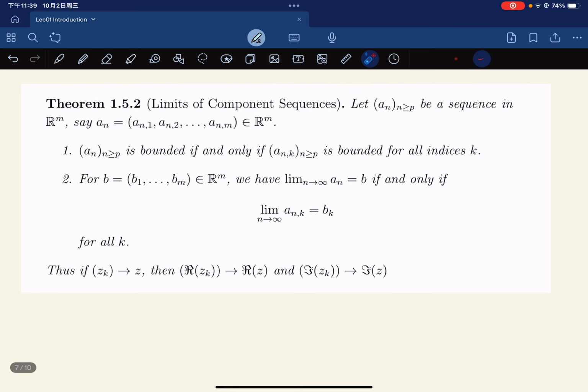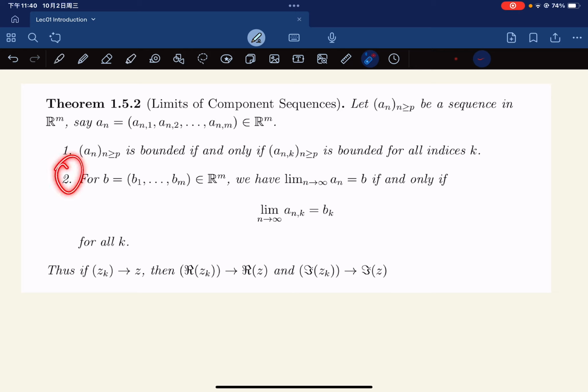And we have that a_n converges to b if and only if each component sequence converges to the component of b for all k, right? So if we assume this is true, then we see that in the complex case, if z_n converges to a complex z, then the real part converges to the real part and the imaginary part converges to the imaginary part, right?